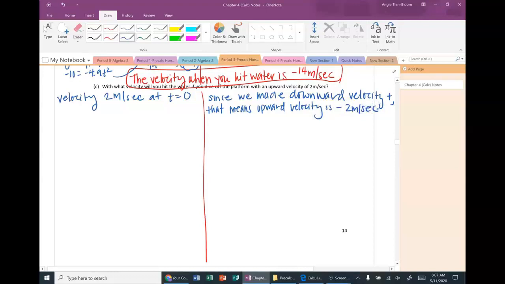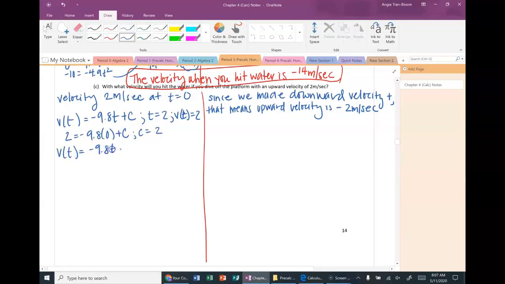Okay, so on the left side, v of t equals negative 9.8 t from earlier, and again we still have to solve for our constant. At t equals 0, we have a velocity of 2. So we plug it in. 2 equals negative 9.8 times 0 plus c. As you can see, this c comes out to be 2. So our velocity is negative 9.8 t plus 2. We'll hold on to that.